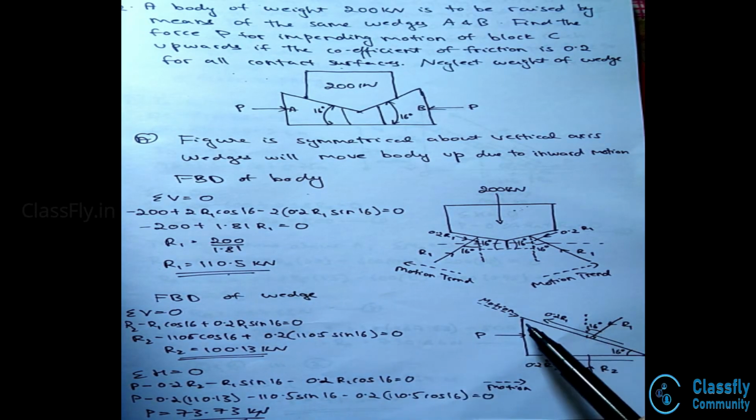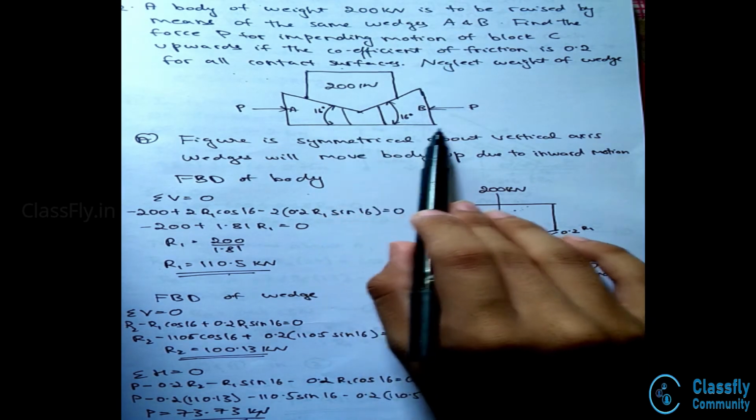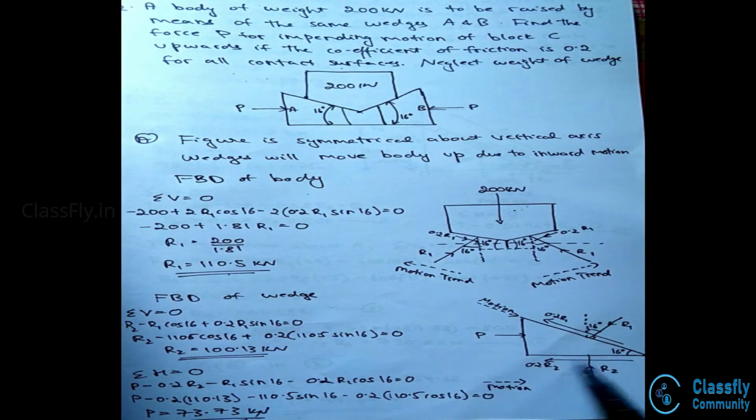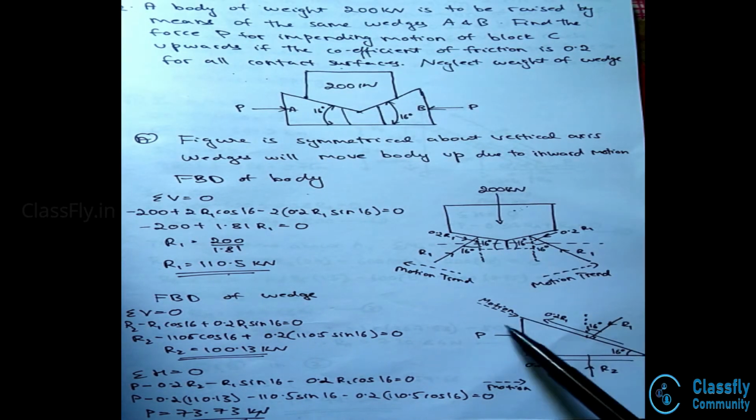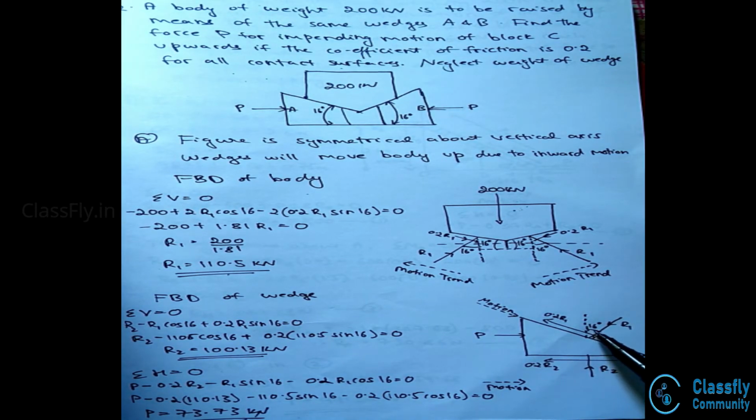Now, consider the free body diagram of the wedge. A frictional force will be acting in the direction opposite to that of the motion of the wedges, that will be 0.2 R2, a normal reaction R2 to the wedge, and also a frictional force which will be opposing the inclined movement of the wedges, that is 0.2 R1 in the opposite direction to that of the motion, and a reaction force which will act at an angle of 16 degrees with the vertical axis.